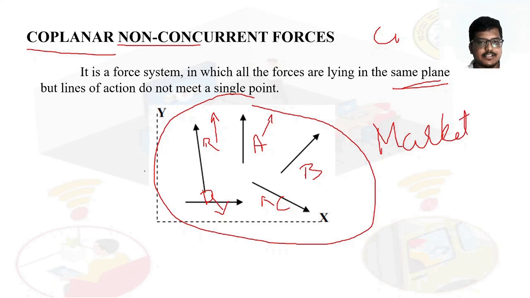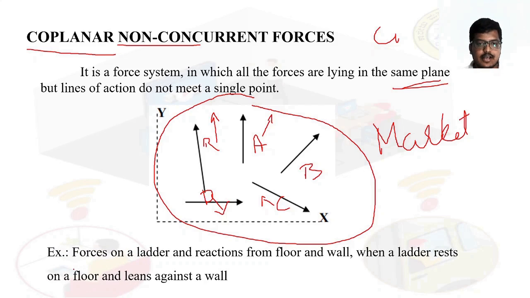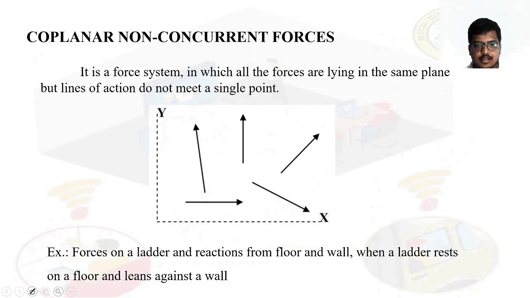Understand? It is a force system in which all the forces are lying in the same plane, but the lines of action do not meet at a single point. We call it what? Coplanar non-concurrent forces. An example is forces on a ladder. You can give this example also: the forces on the ladder and reactions from the floor and wall when the ladder rests on a floor and leans against a wall.